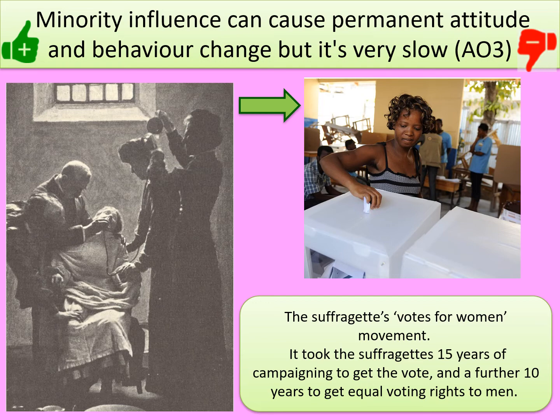However, it took them 15 years of campaigning to get the vote and a further 10 years to get equal voting rights to men. So it's very gradual, very slow, and that is a limitation of minority influence. It's not going to happen overnight.